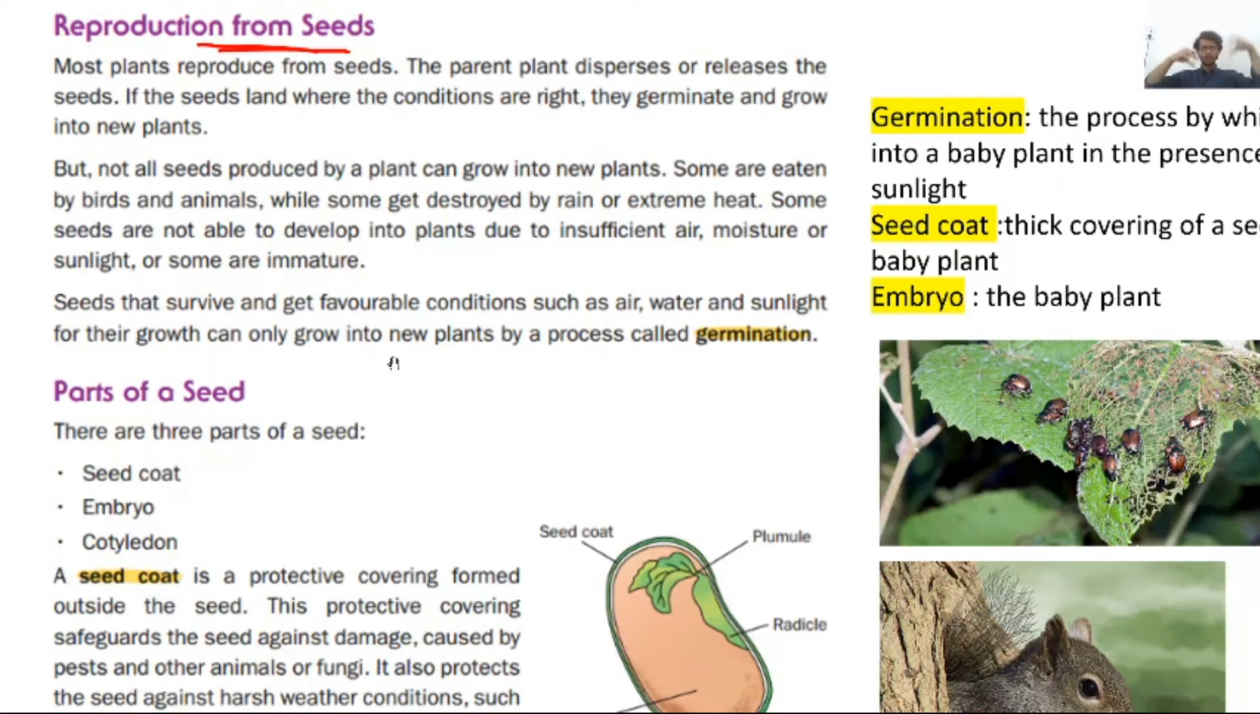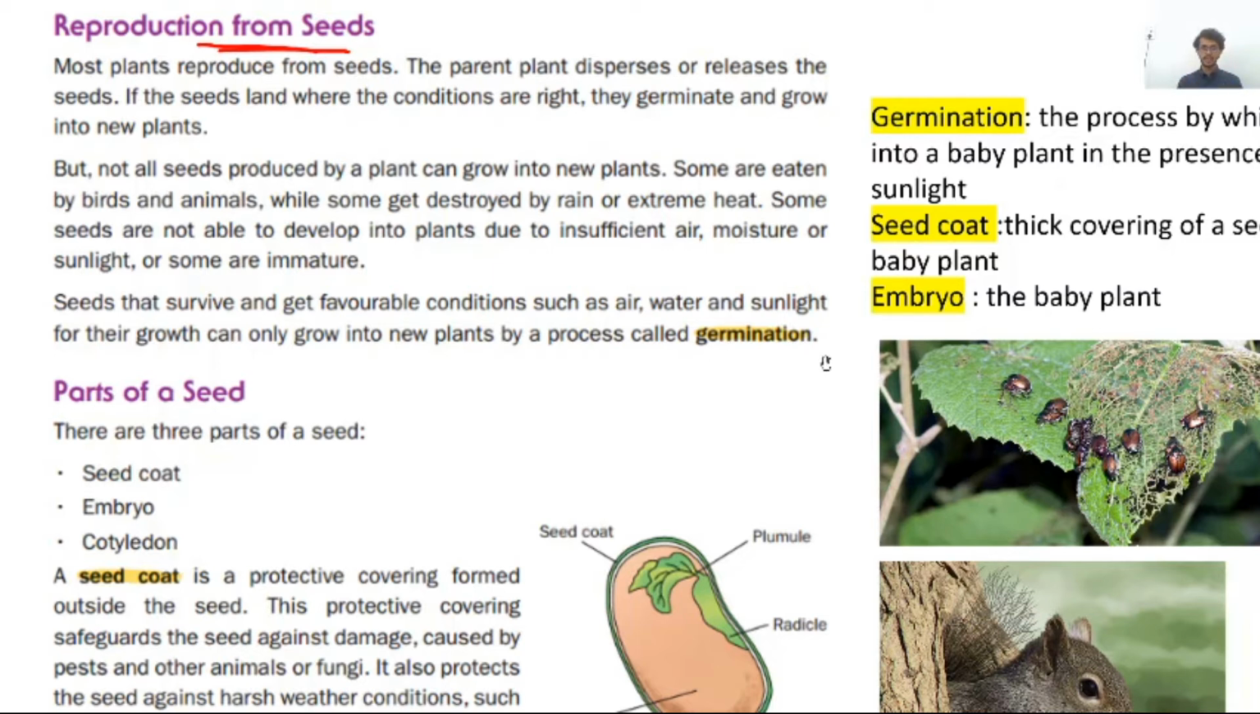What will happen if there's lots of rain, or if it's too hot? The seed will not grow. And if there is no good air, like we human beings need good air to breathe, the seed will not grow. Now, seeds that survive and get favorable conditions such as air, water and sunlight for their growth can grow into new plants by the process called germination.